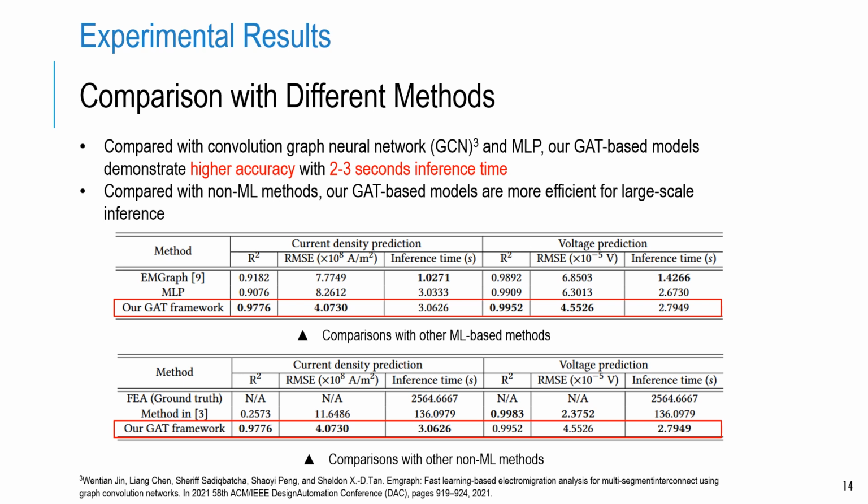Additionally, we compare our GAT-based models with the TSV resistor model method. Our approach achieves higher accuracy in the current density prediction task and offers faster inference speed across both prediction tasks.